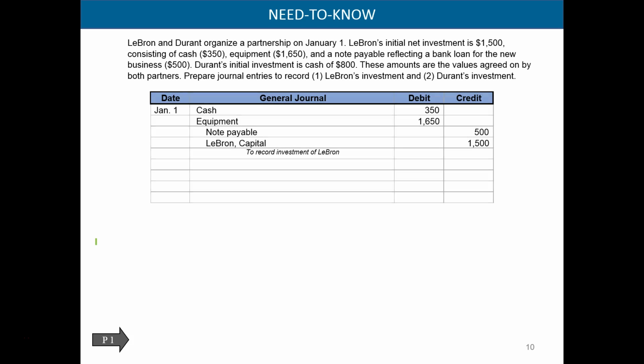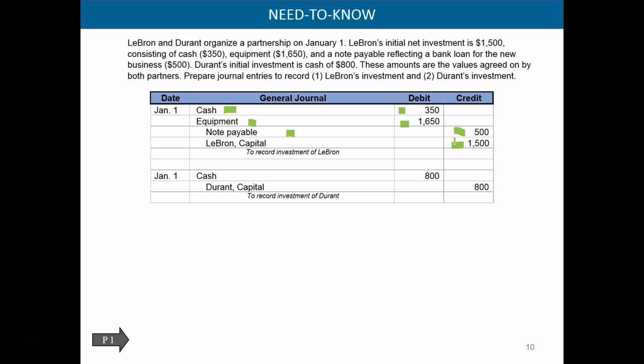So for the first one, all we do is say what assets went in. He put in cash, so we're going to debit cash, increasing cash. He put in equipment. We agreed on the value of 1,650. We debit to increase that. Then there's a note payable. Notes payable is a liability. Therefore, we're going to increase the liability by 5,000, a credit. The difference, the assets minus the liability that LeBron put in, represents the capital account that is now owed back to LeBron in essence.